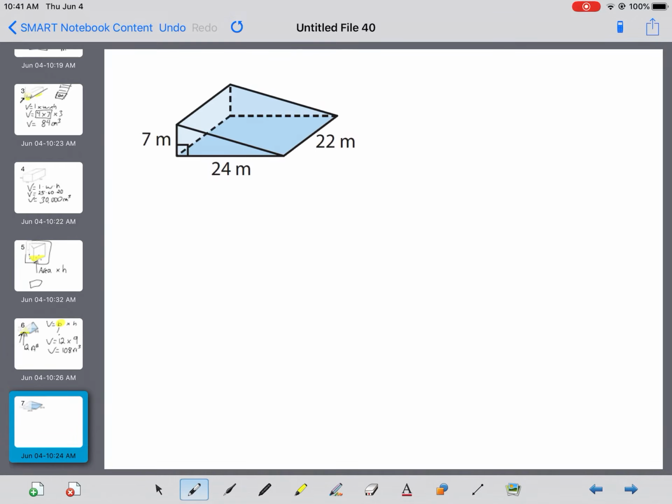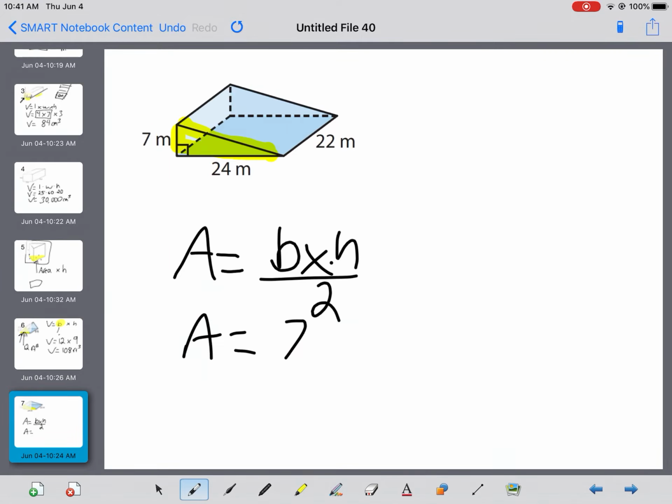So let's try one more. So here we still have a triangular prism, okay, but it just looks a little bit different. So again, when you're working on questions with triangular prisms, try and find that triangle and picture it flipped as being just the flat surface. So first I'm going to find the area of just that highlighted triangle using my formula base times height divided by 2. So I get 7 times 24 divided by 2.